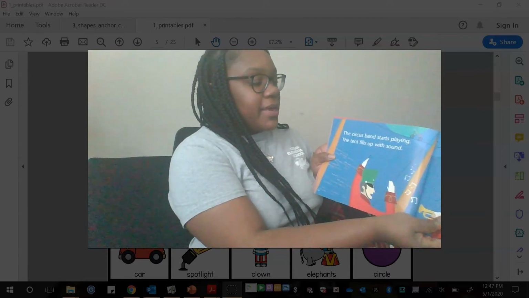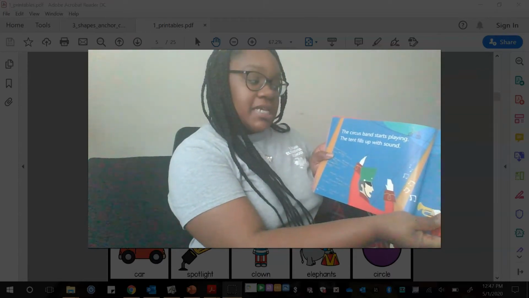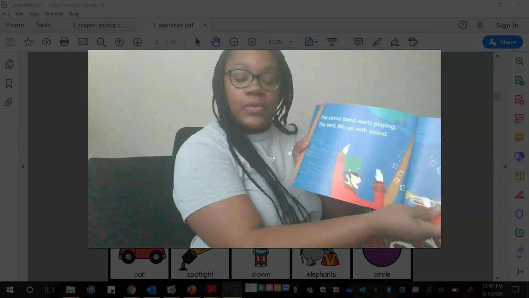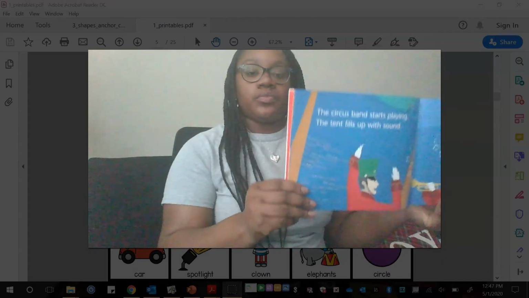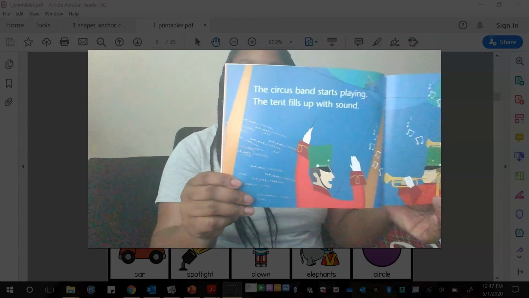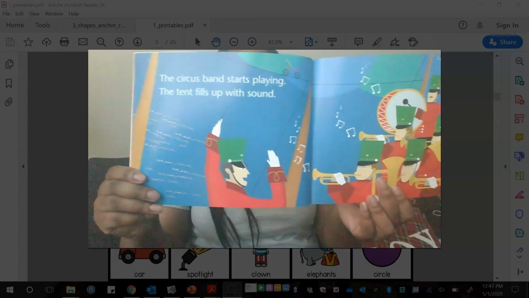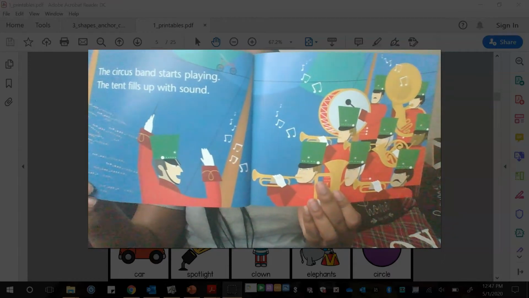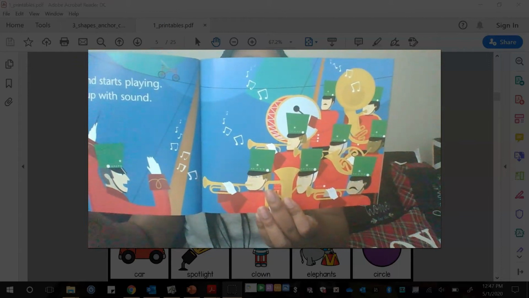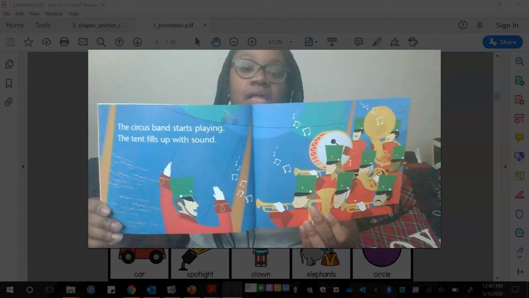The circus band starts playing. The tent fills up with sound. Hmm. What instruments do you think they're playing? What instruments have you talked about with Mrs. McDonald in music class?